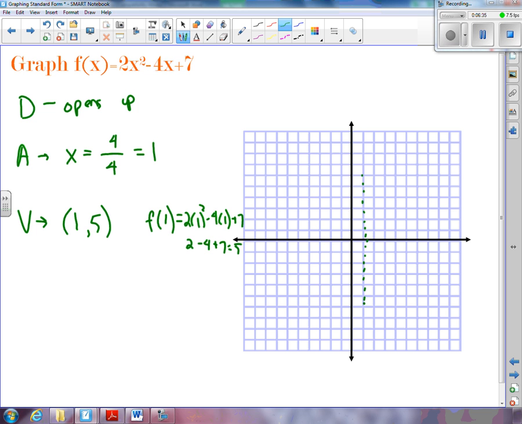1, 2, 3, 4, 5. Now these numbers are coming out nice and pretty. Numbers will not always be so nice. Sometimes you'll have fractions or decimals, and you'll get all mad at that, but that's the way it is.